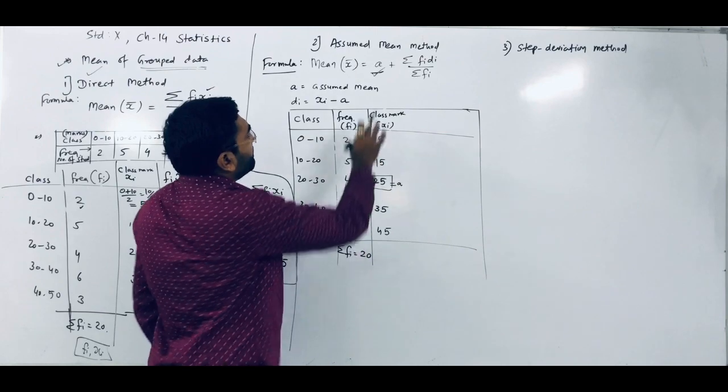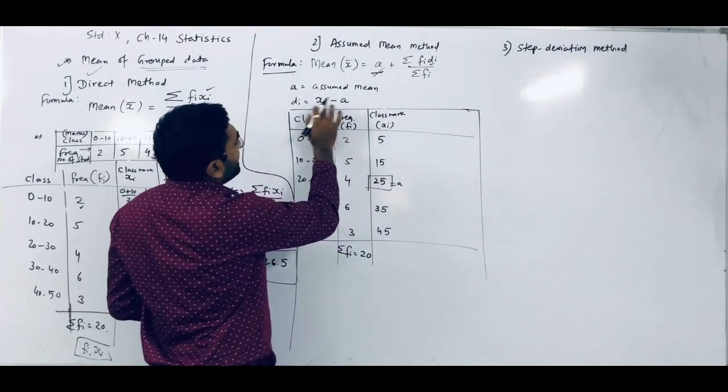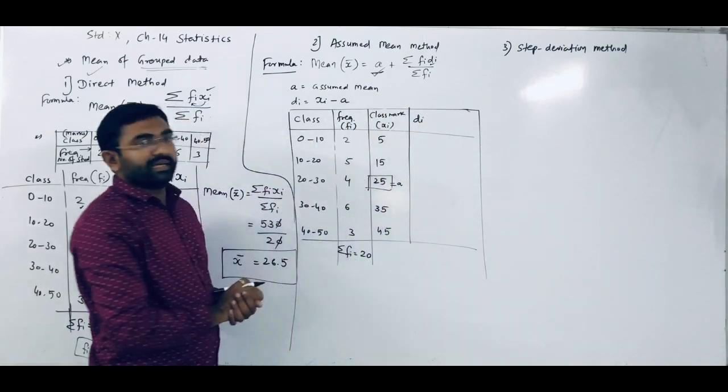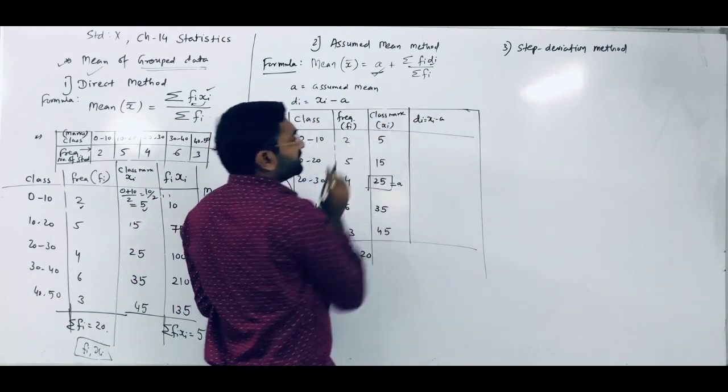After assuming a value, here we require the di value. So di is what? Xi minus a is the deviation. So we have to make the di column, which represents xi minus a.